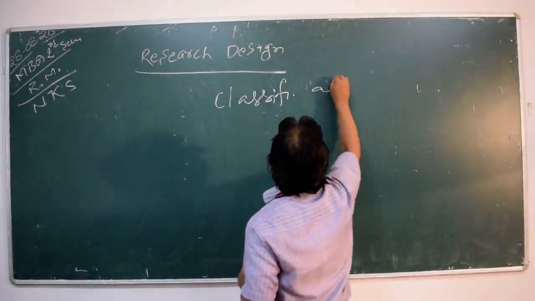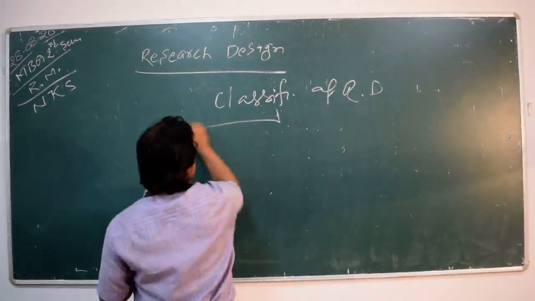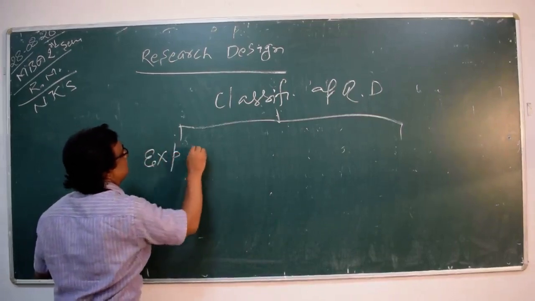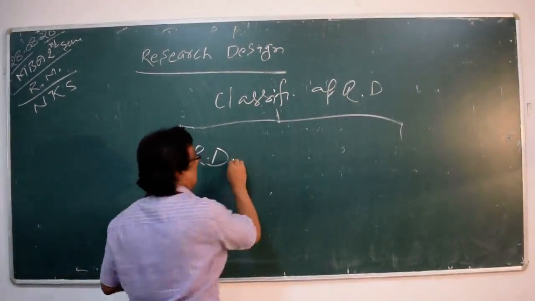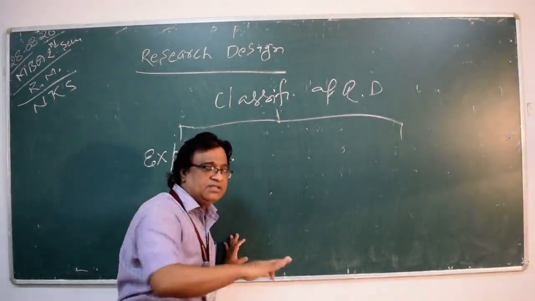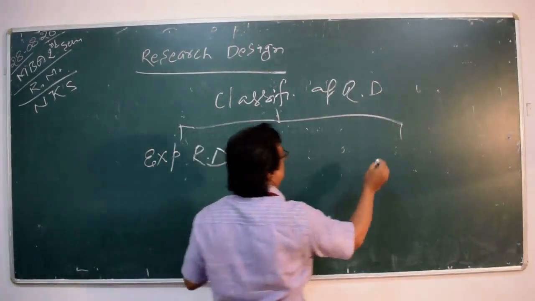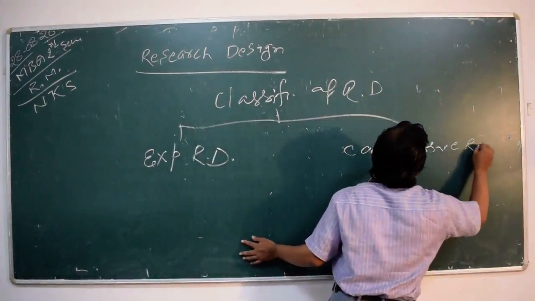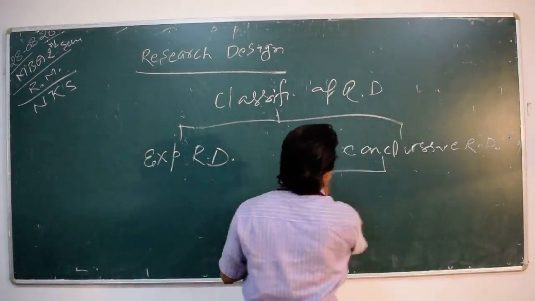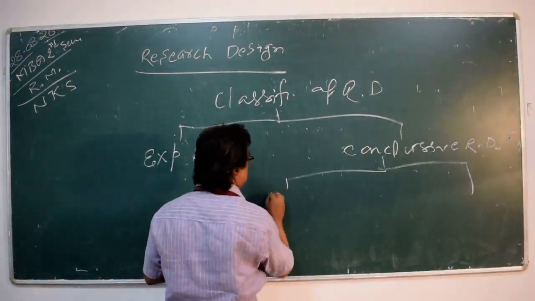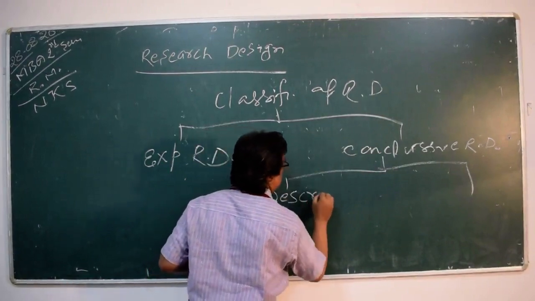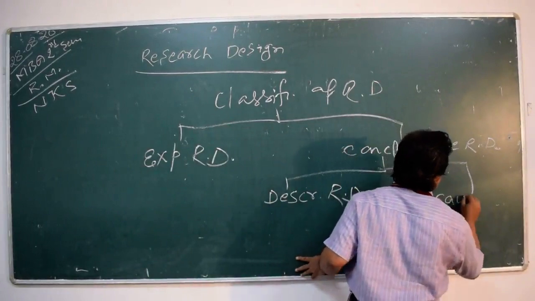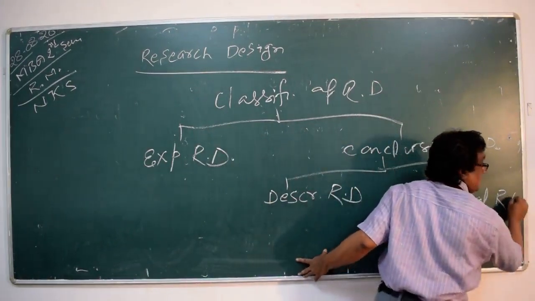Classification of RD. When we talk about classification of RD, there is exploratory RD, I am writing in abbreviated form because of lack of time, and conclusive RD. Conclusive research design might be descriptive research design and causal research design.